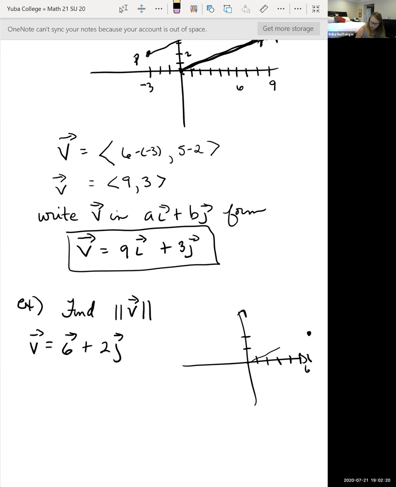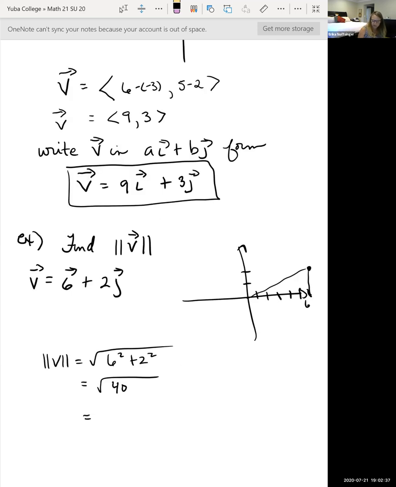You have our triangle. And so the magnitude of V is equal to the square root of 6 squared plus 2 squared. 36 plus 4 is the square root of 40. Square root of 4 is 2. And then we have a 10 underneath the radical.